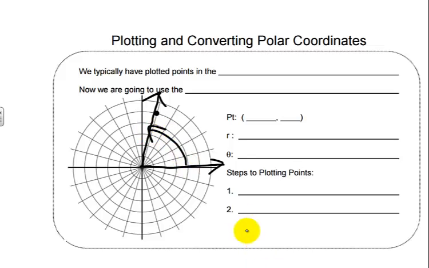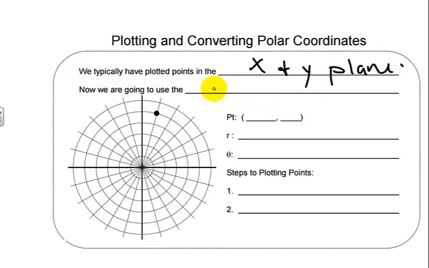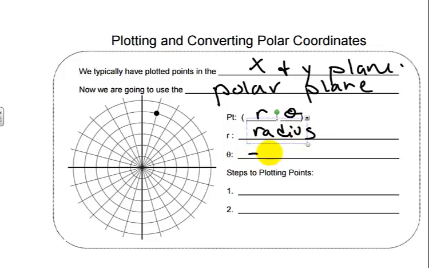We're going to use some of that similar information to start with plotting polar coordinates, which will lead us into our vectors. So typically, we have plotted on an x and y plane. Now we're going to use a polar plane. And with a polar plane, a coordinate reads r and theta. The r stands for the radius, and the theta is the rotation.